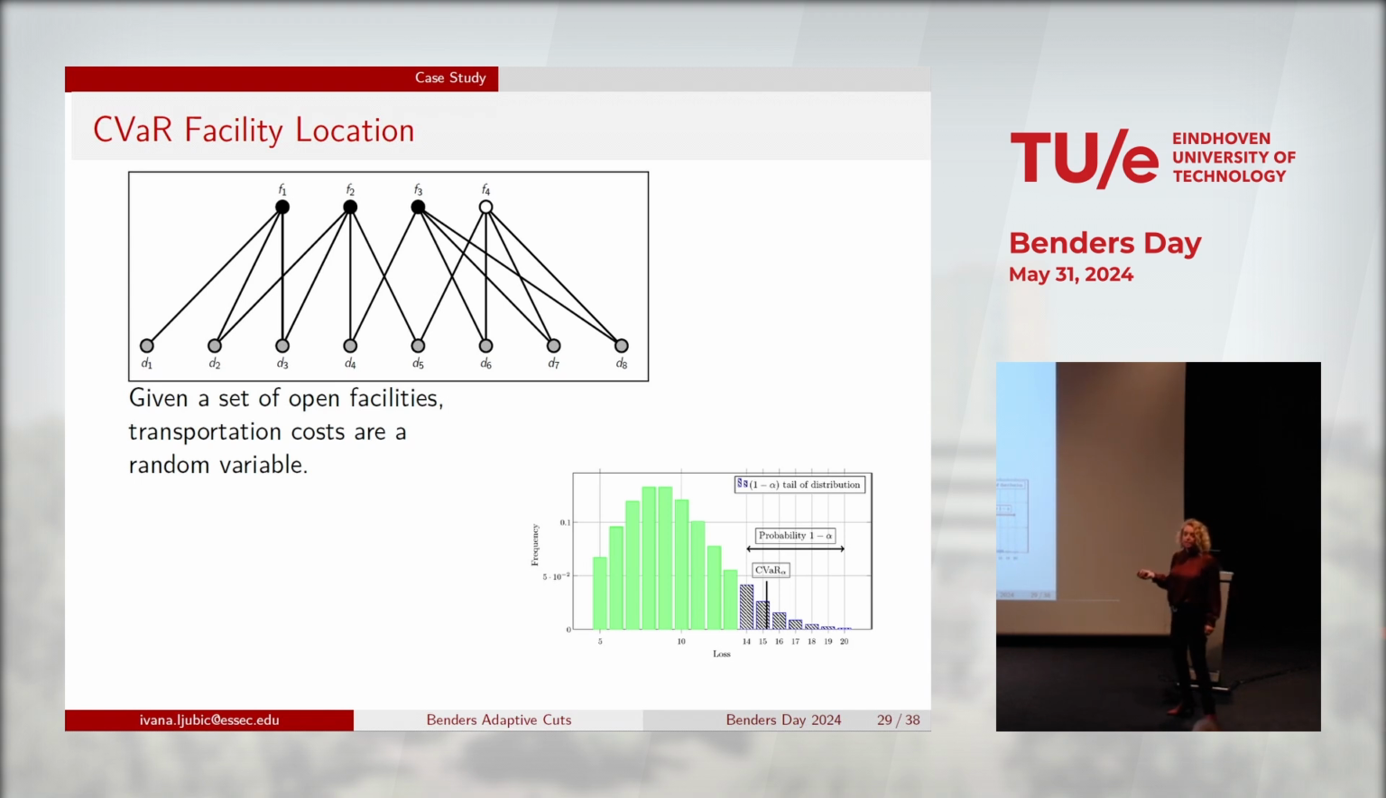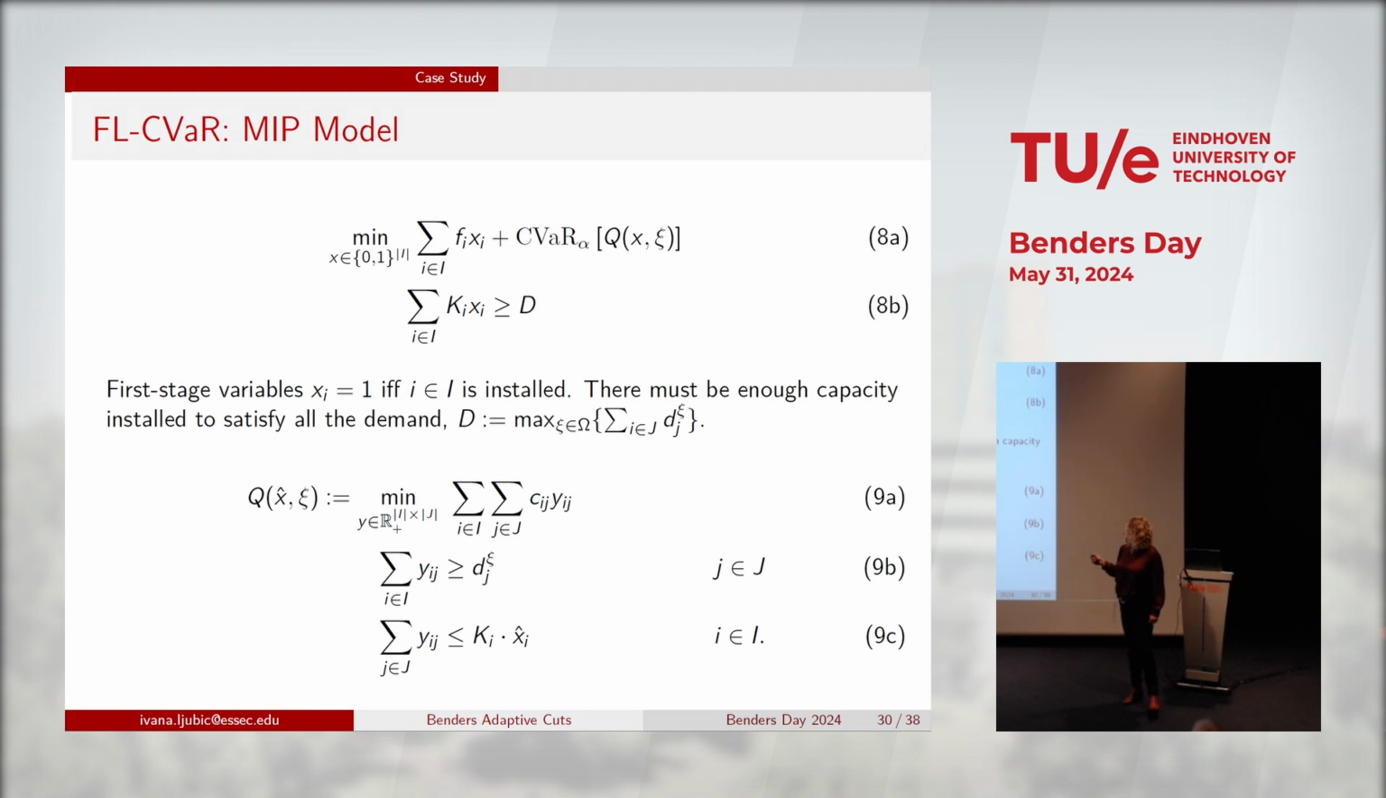And then there is also another seminal result from Rockafellar and Uryasev from 2000, in which they have shown that this CVaR value can be actually represented as a linear program as well. And for that, we need an auxiliary variable.